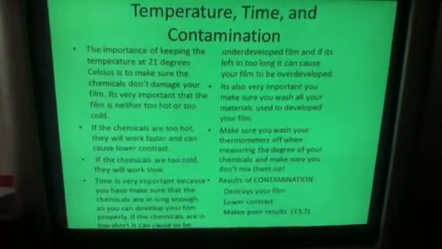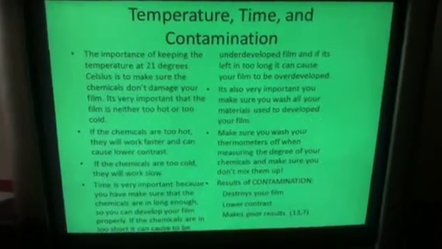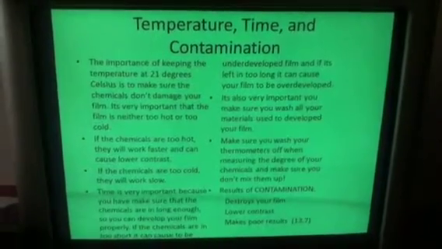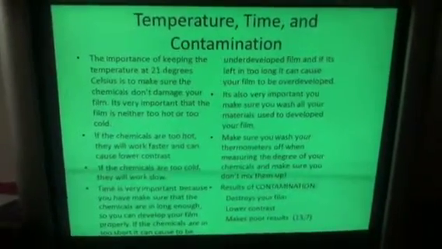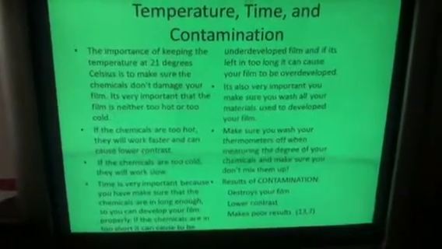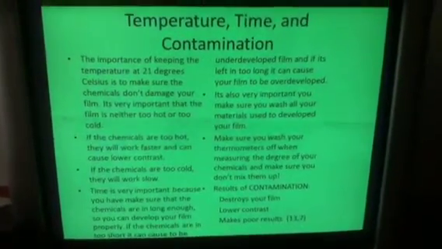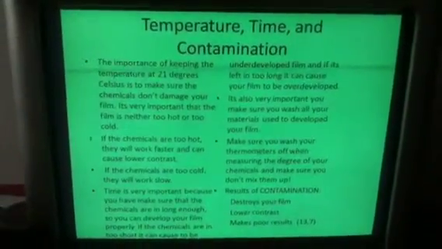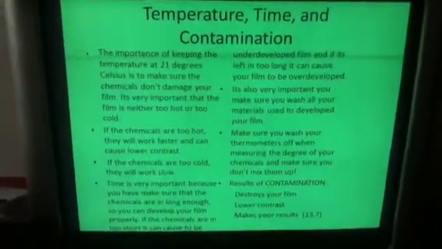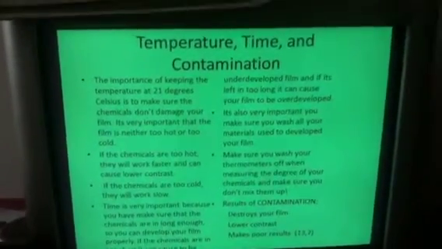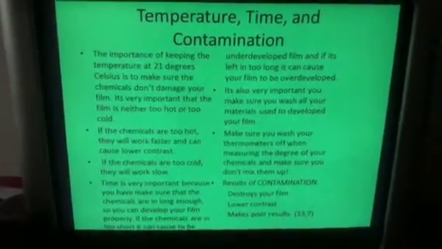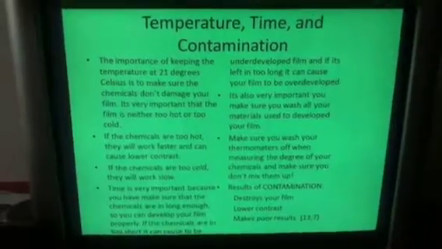Time is very important because you have to make sure that the film is in the chemicals long enough so you can develop your film properly. If the time is too short, it could cause underdeveloped film, and if it's left in too long, it can cause your film to be overdeveloped. It is also very important you wash all your materials used to develop your film. Make sure you wash your thermometers off from measuring the temperature of your chemicals, and make sure you don't mix them up. Results of contamination: destroying your film, lower contrast, and poor results.